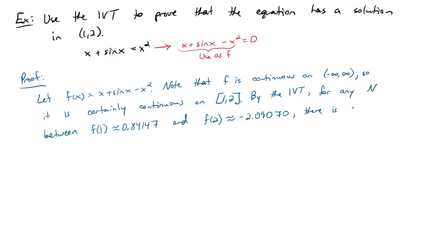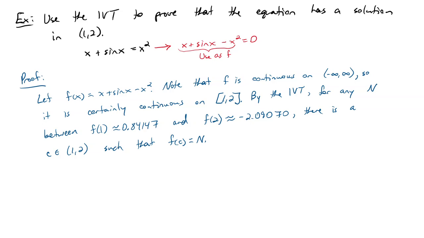there is a c. Where does c come from? C is from the open interval, so it's strictly between 1 and 2, such that f of c equals that n. Okay?